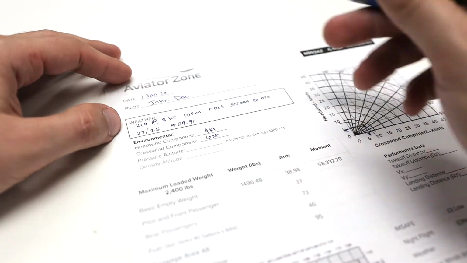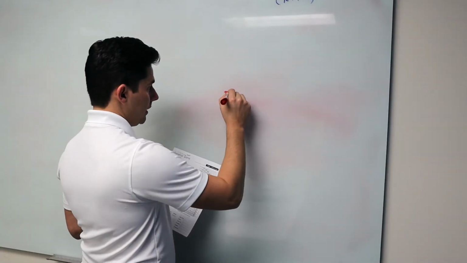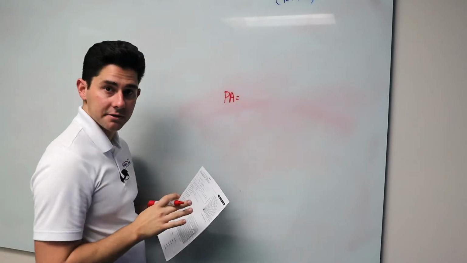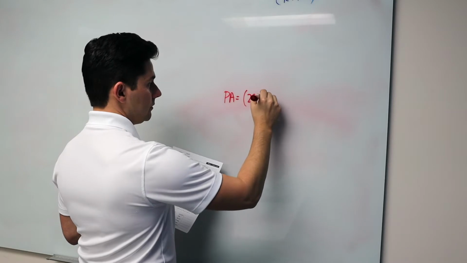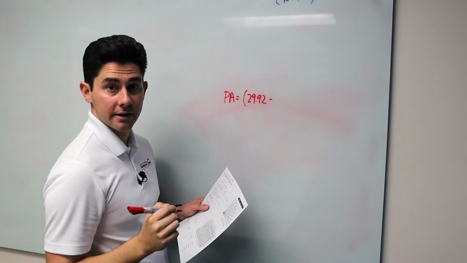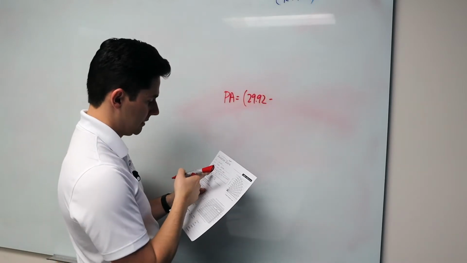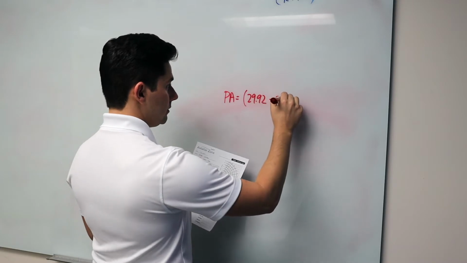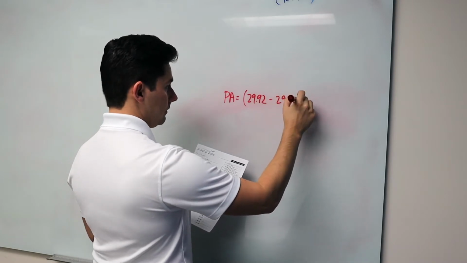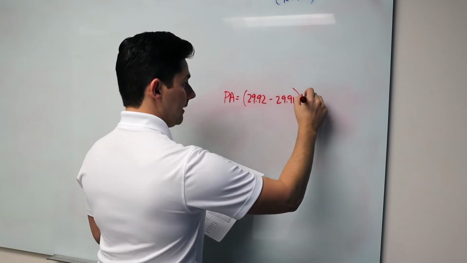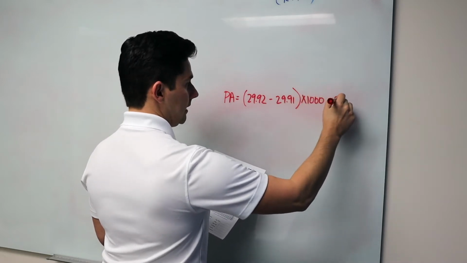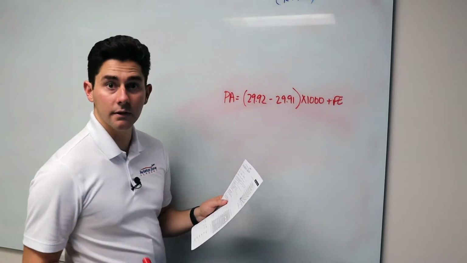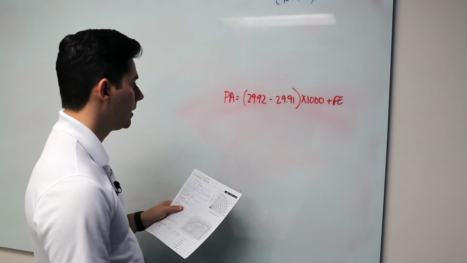Now let's go ahead and calculate pressure altitude. For pressure altitude, we have a formula, and we add it into the sheet to make it easier for you. So it's going to be 2,992 minus the current altimeter setting. So I'm looking at the weather information, and today's altimeter is 2,991. We're going to multiply that by 1,000, and then we're going to add FE, which is field elevation, the field elevation here at the airport.